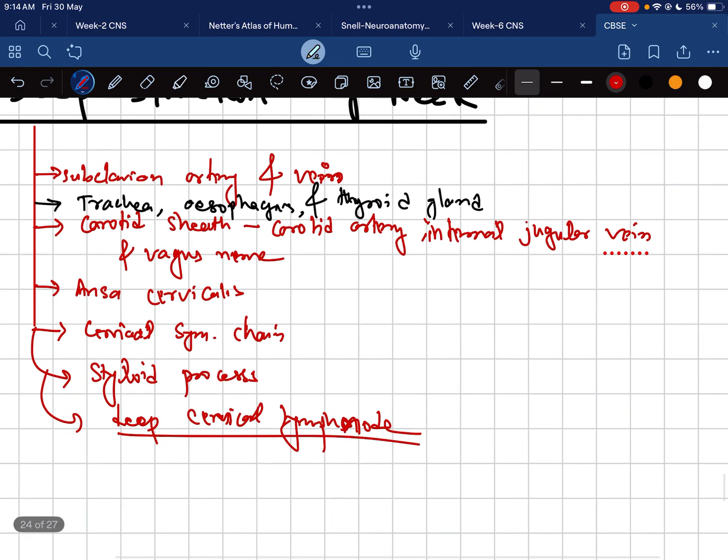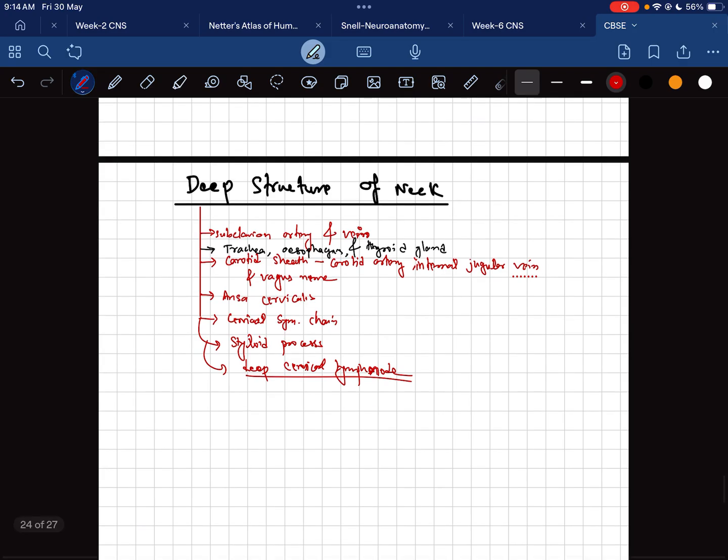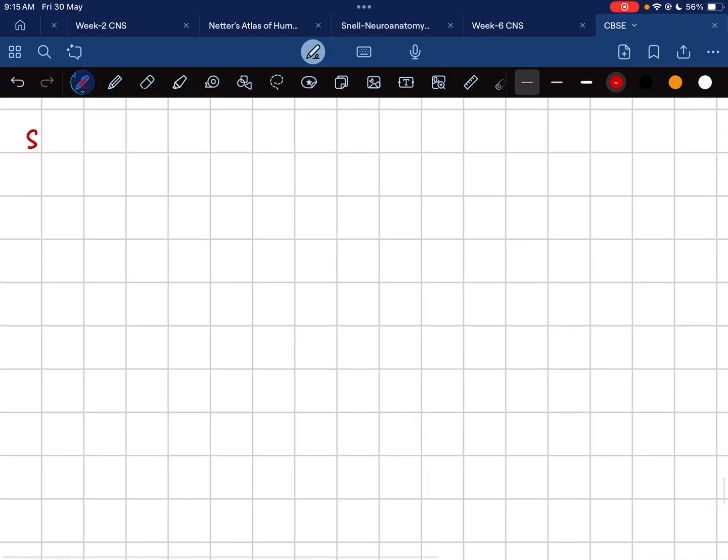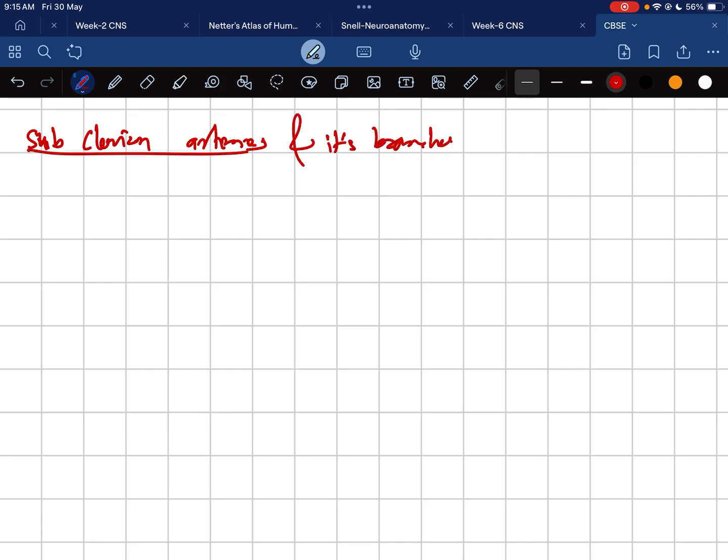So, moving on to the subclavian artery and its branches. The subclavian artery supplies the upper limb, like our arm, forearm and hand. In this region, it is supplied by the subclavian artery.